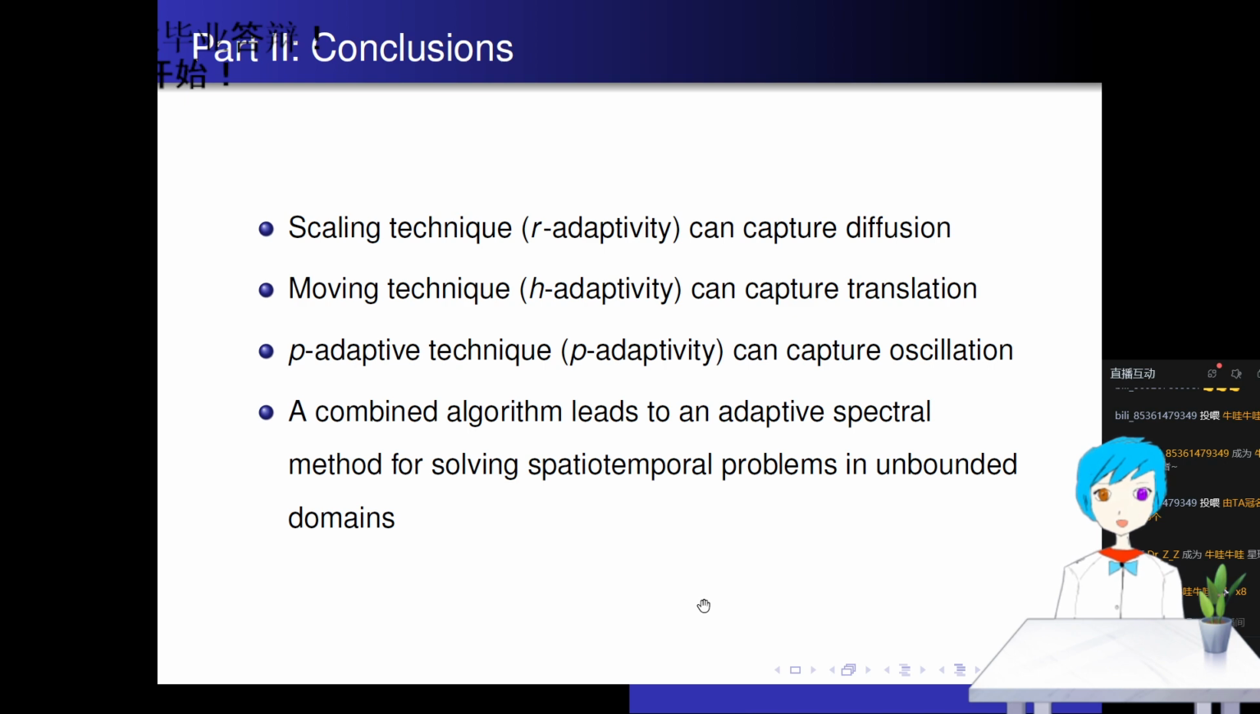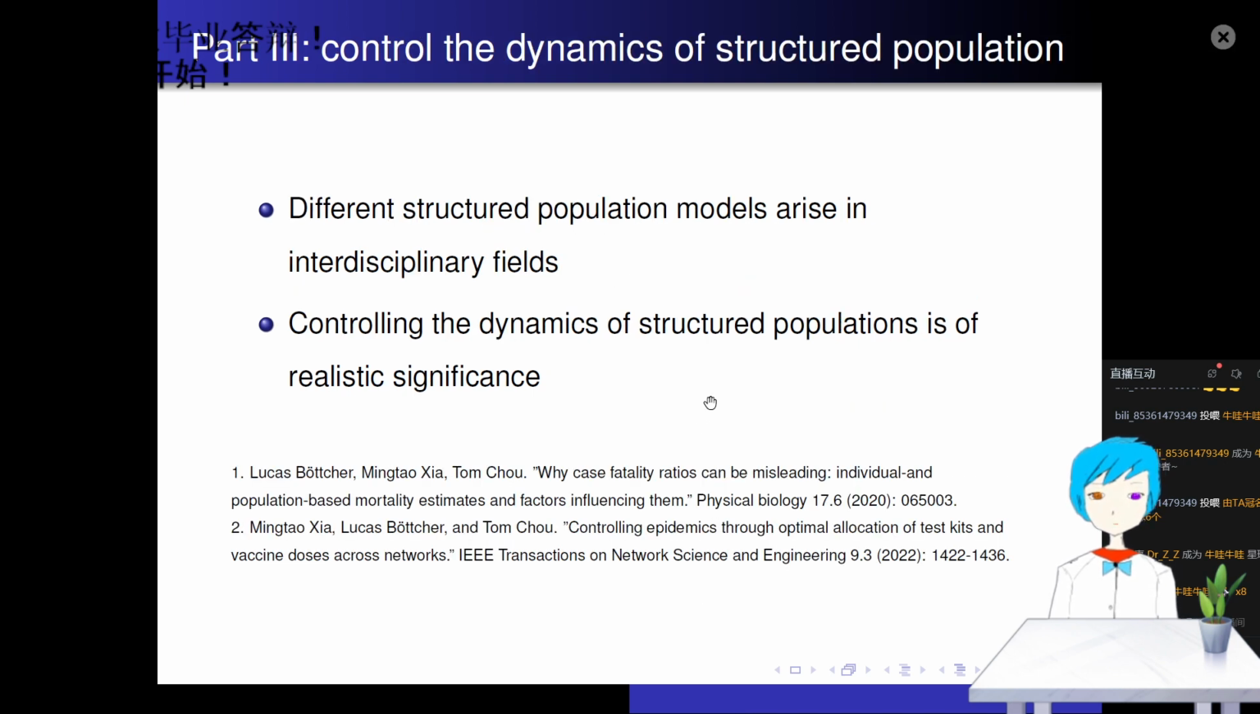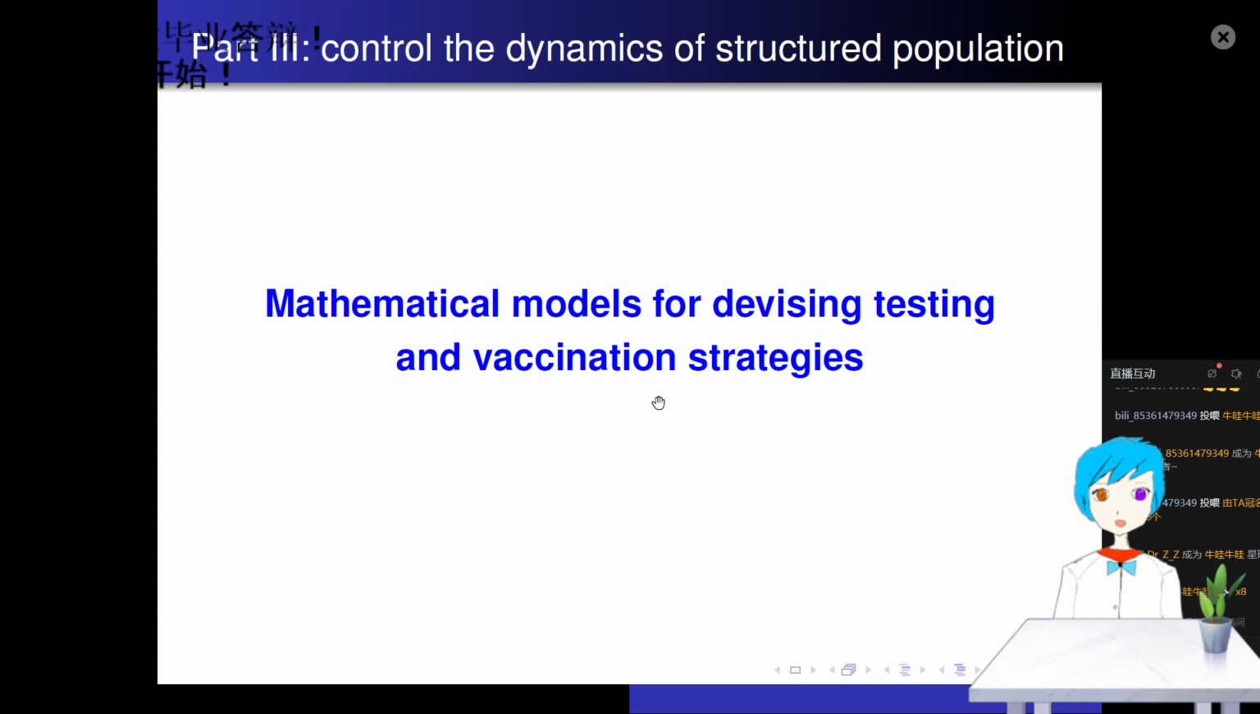Okay, great. Thanks for listening, and I will go to the last part, which is also a short part of my presentation. Part 3, control the dynamics of structural populations. Different structural populations arise in interdisciplinary fields, and controlling the dynamics of structural populations is of realistic significance, like controlling the spread of disease. I will introduce mathematical models for devising testing and vaccination strategies to control spread of disease.